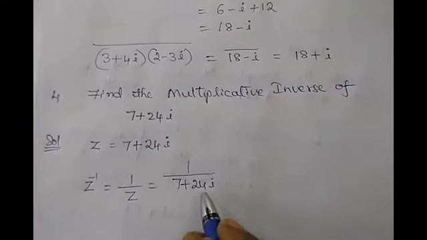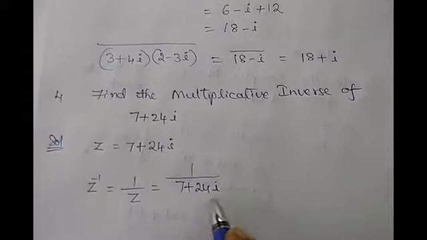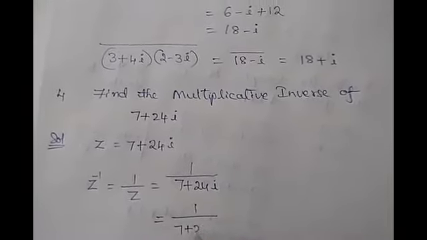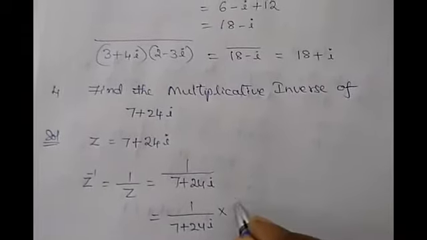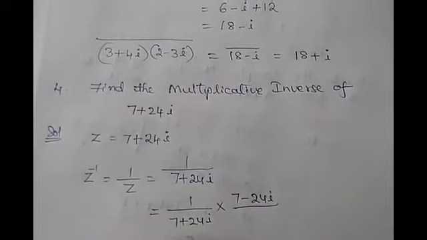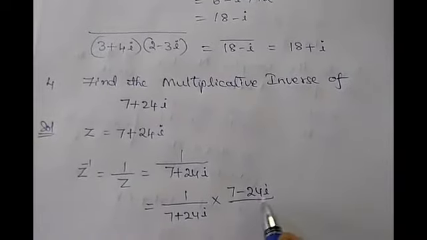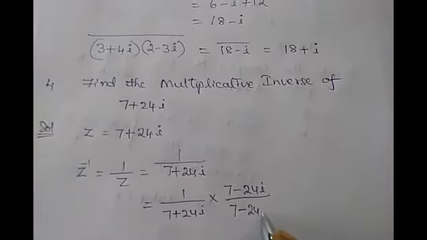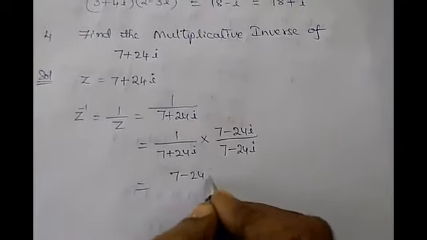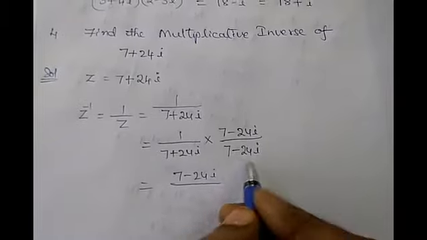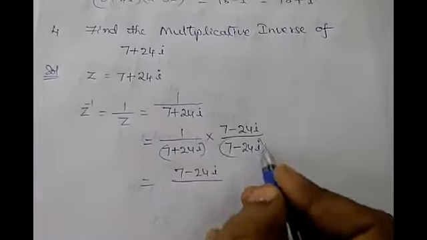Now, it has an imaginary part in the denominator. So, multiply the denominator with the conjugate of the denominator. That means the conjugate of 7 plus 24i is 7 minus 24i. So 7 minus 24i by 7 minus 24i, which equals 7 minus 24i by 7 plus 24i into 7 minus 24i. It is like a plus b into a minus b.